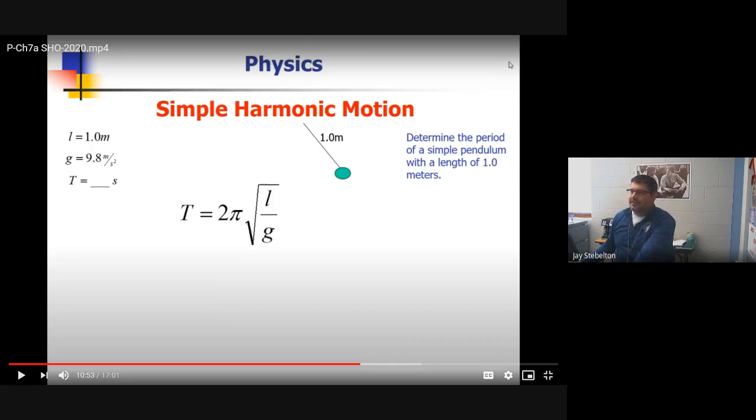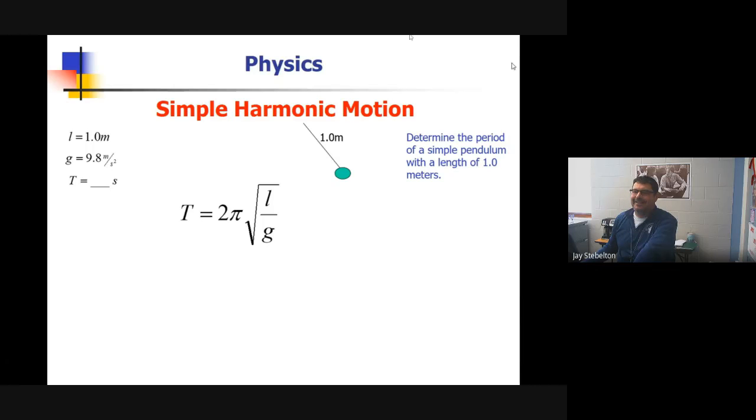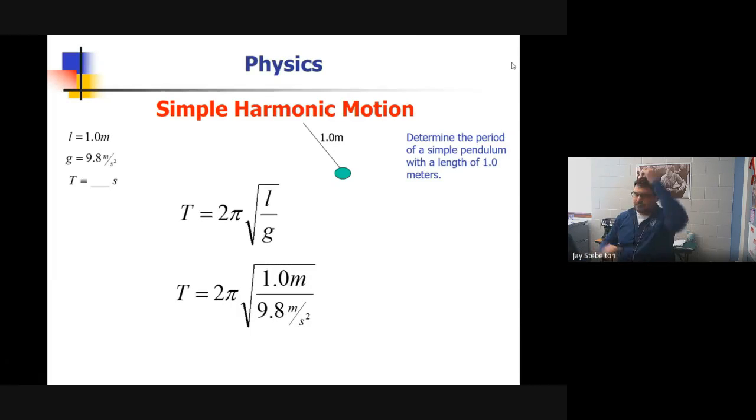Okay, good. So you should have got 2.00 something, or 2.01, 2.006. And then let's look at it with the correct units. 2 pi times the square root of 1 meter divided by 9.8 meters per second squared. Grab your calculators. What do you get?